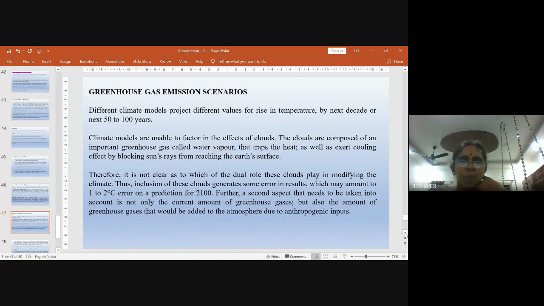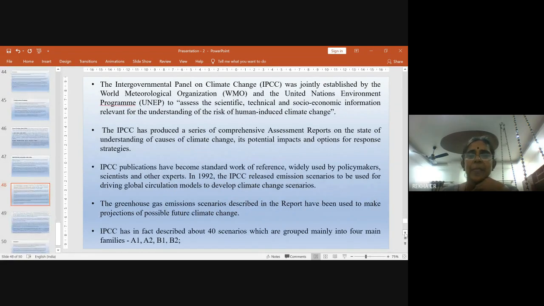A second aspect that needs to be taken into account is not only the current amount of greenhouse gases, but also the amount of greenhouse gases that will be added to the atmosphere due to anthropogenic inputs. The IPCC was jointly established by the World Meteorological Organization and UNEP to assess the scientific, technical, and socioeconomic information relevant for the understanding of the risk of human-induced climate change. The IPCC has produced a series of comprehensive assessment reports on the state of understanding of causes of climate change, its potential impacts, and options for response strategies. IPCC publications have become standard works of reference widely used by policymakers, scientists, and other experts.